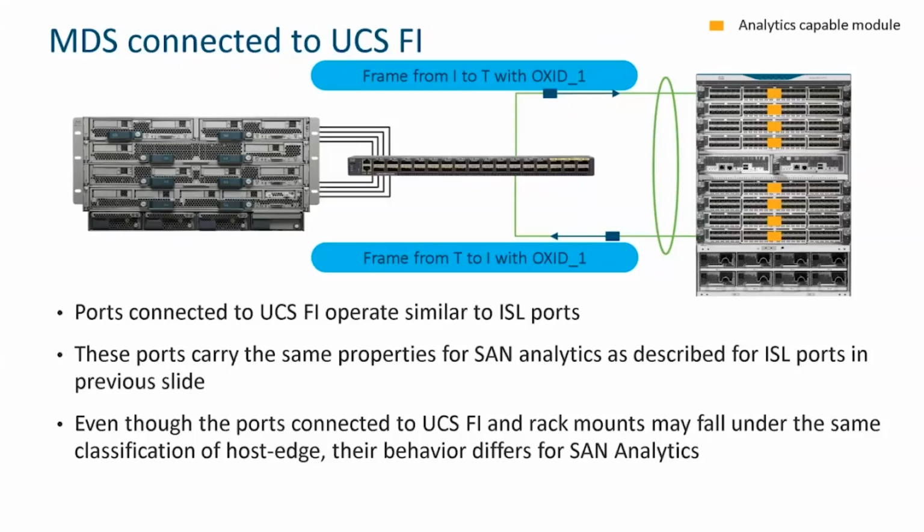And because of this reason, we don't recommend enabling SAN analytics on host ports when those host ports are connected as F port trunks or F port channels to UCS FI. Even though technically these ports on MDS are F ports, they are host ports, technically, right? Somebody can say these are host ports, but don't enable analytics here because of this reason.